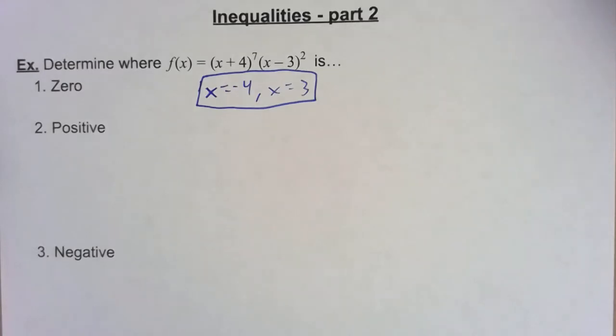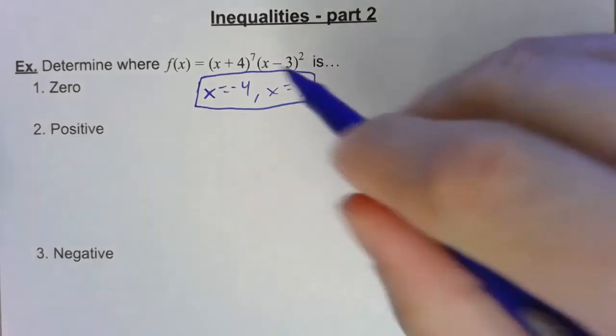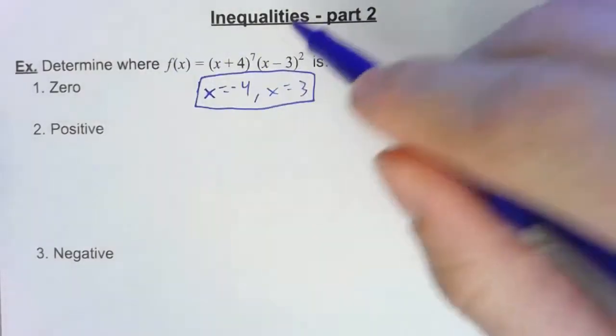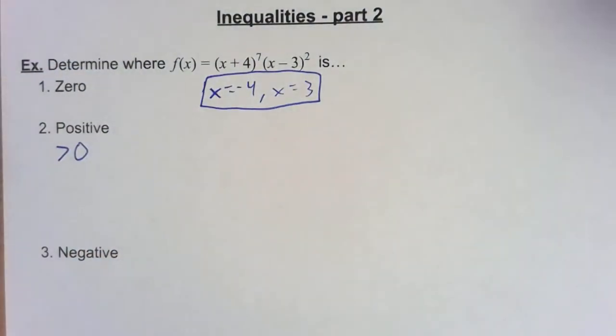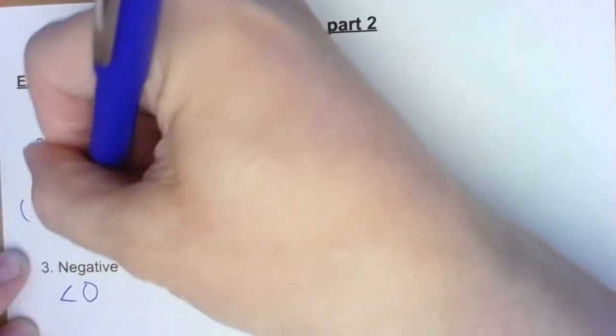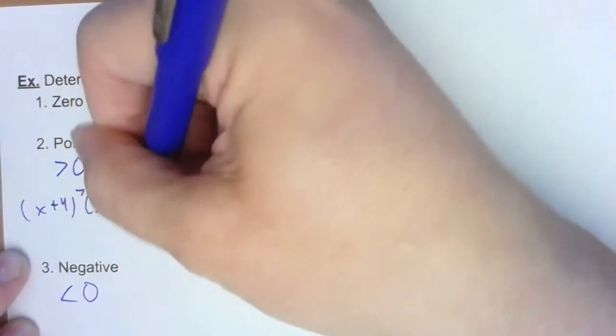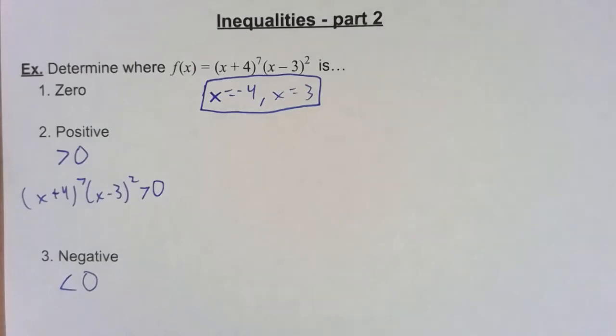And then all of a sudden, after a few tests, we're going to throw something like this on there for you. We're going to say, when is this positive, or when is this negative? And it's amazing how it's going to throw some of you for a loop, when really it's the exact same thing. Positive just means greater than 0, and negative just means less than 0. So we just want you to solve x plus 4 to the 7th times x minus 3 squared greater than 0. It's really nothing different. It's nothing special. I don't know why it throws some people.